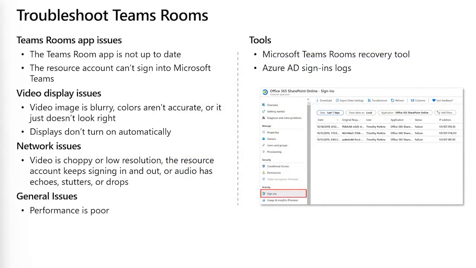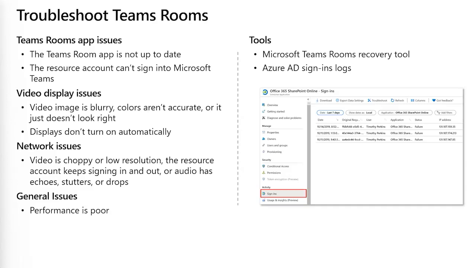Troubleshooting Teams Rooms. Despite being a reliable self-managed system, issues can pop up in Teams Rooms. Here are some common scenarios and how to troubleshoot them. What if the Teams Room app is not up to date? Well, in that case, you should sign into Windows settings as an admin and manually update the app via the Microsoft Store. If that doesn't work, you can use the Microsoft Teams recovery tool.